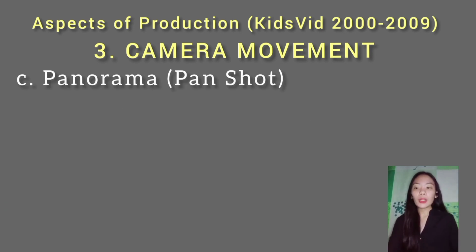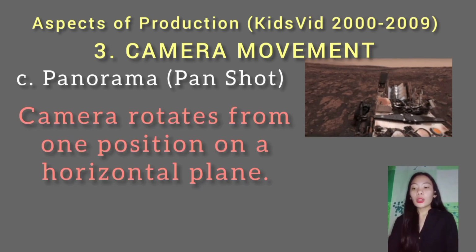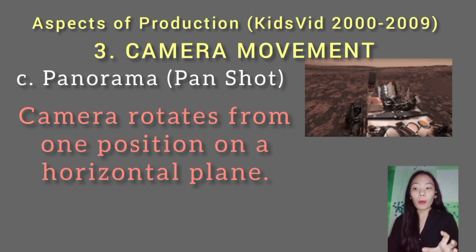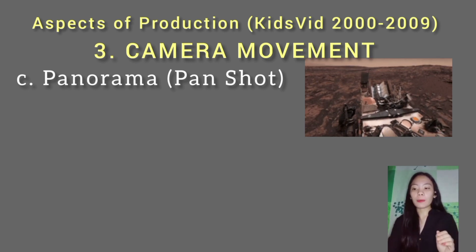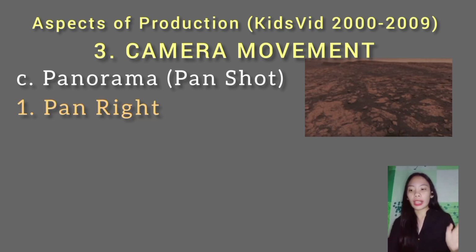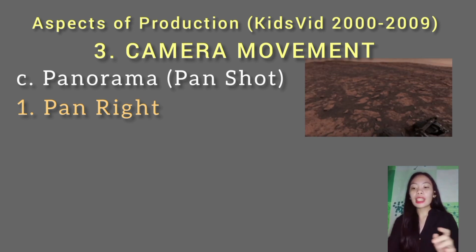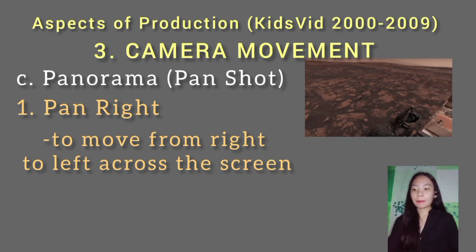Third is the panorama or pan shot. This is where the camera rotates from one position on a horizontal plane. Under the panorama or pan shot, we have 4 types of pan shot. First is the pan right. The camera swivels to the right, causing the image to move from right to left across the screen.